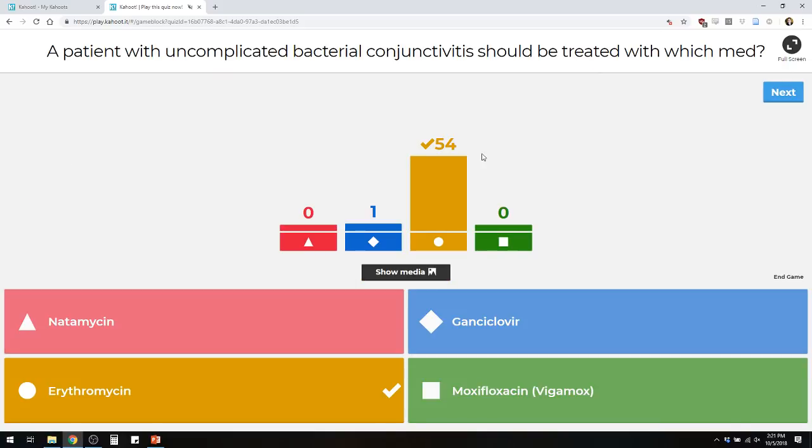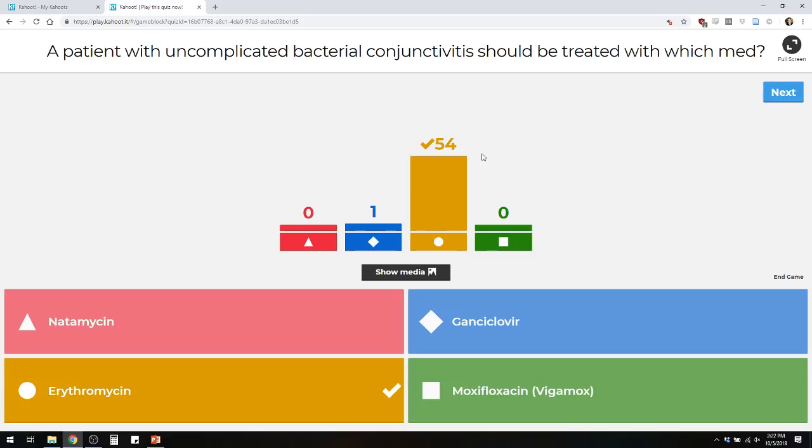All right, so the correct answer here is erythromycin. Natamycin is what? Antifungal. It would not work for bacterial conjunctivitis. Ganciclovir. Antiviral. It's got vir right in the name there. How about moxifloxacin? You would not be wrong to use it. It's just not the most right answer in this case, right? It would treat a bacterial conjunctivitis.